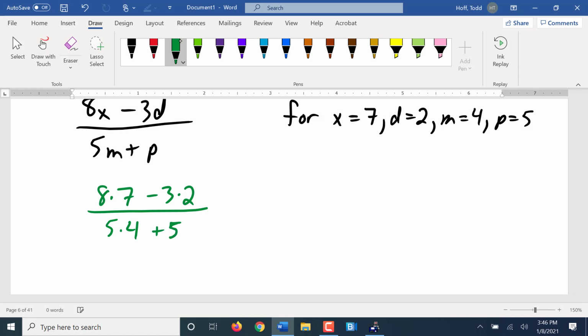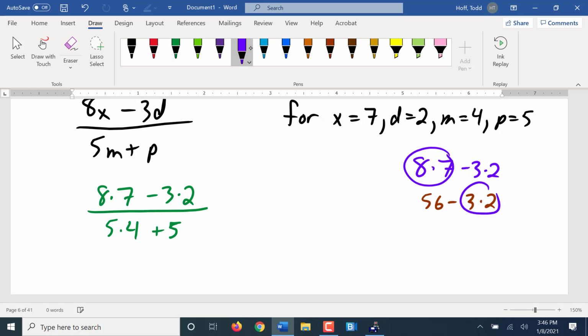Good. So then on top of 8 times 7 minus 3 times 2, what do we have to do first there? 8 times 7, which is 56, and then 3 times 2, which is 6, so 56 minus 6 is 50. So Colton had that one.